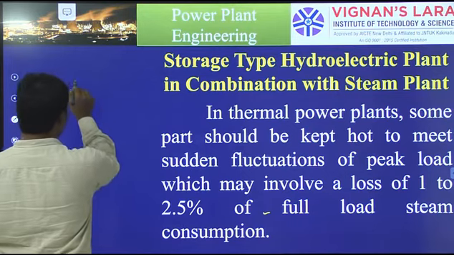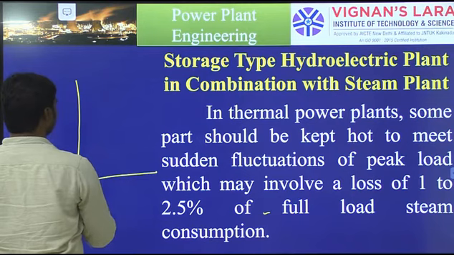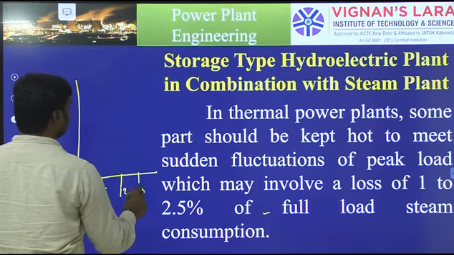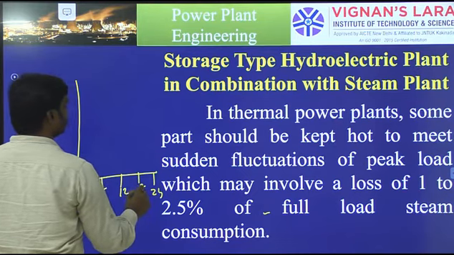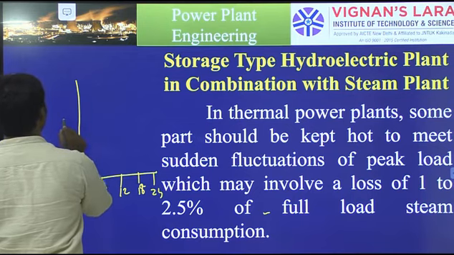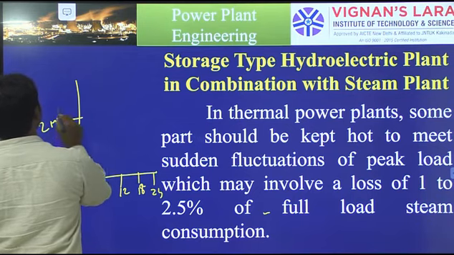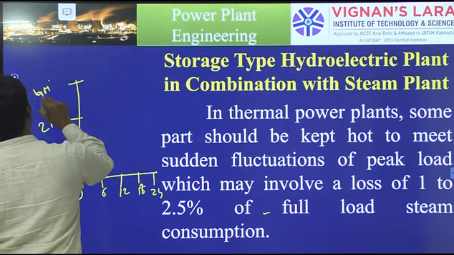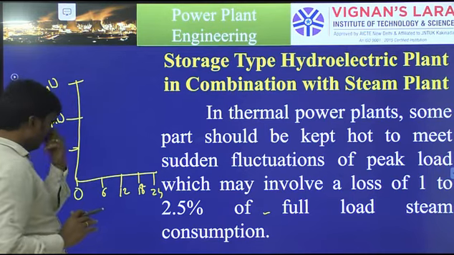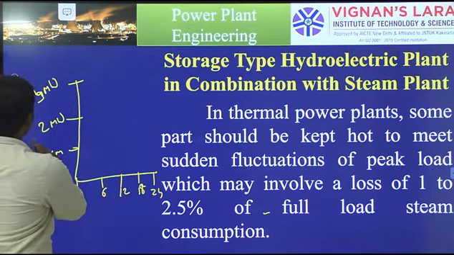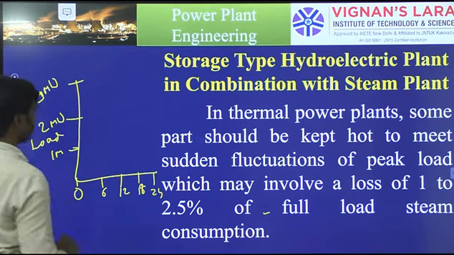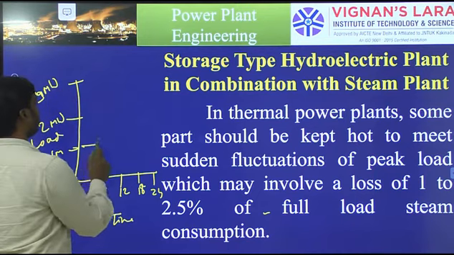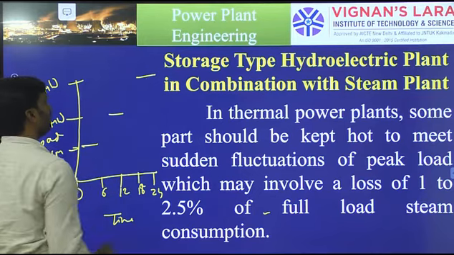See here, 0, 6, 12, 18, 24. These are the hours. 1 megawatt, 2 megawatts, 4 megawatts, 3 megawatts. These are the power loads we have, and these are the timings in hours. Sometimes we require 1 megawatt, sometimes 2 megawatts, sometimes 4 megawatts.